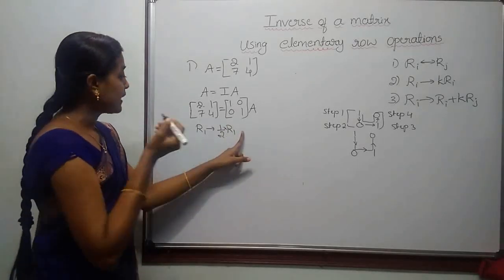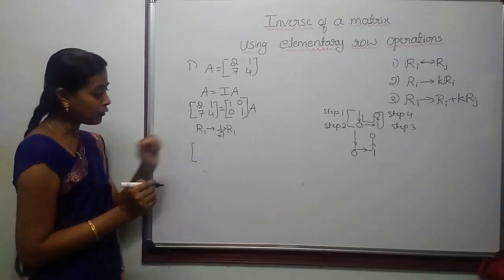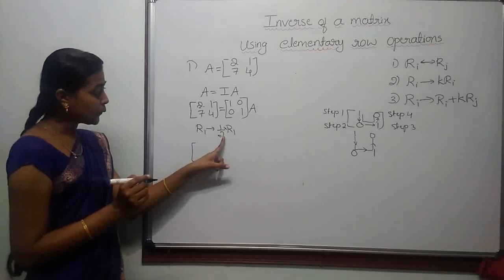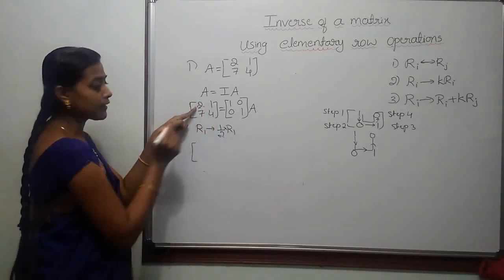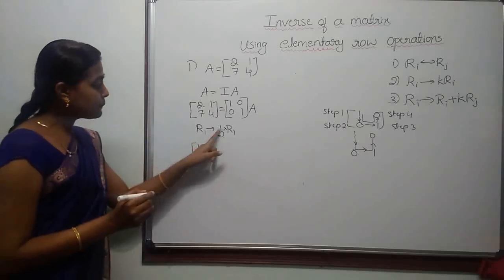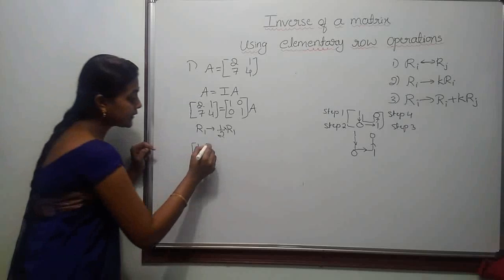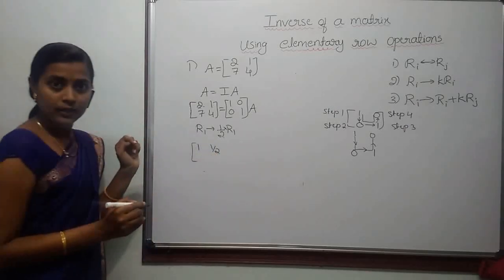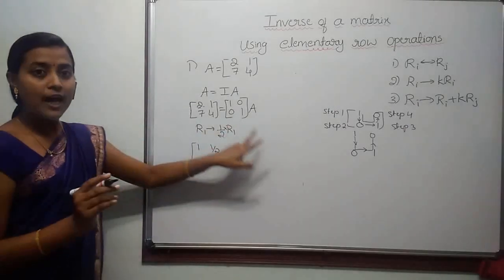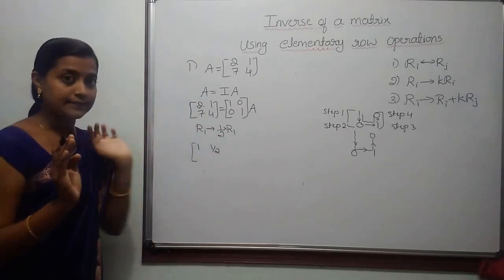Let us apply this operation here. We are changing first row. Multiply 1 by 2 to first element of R1. 1 by 2 into 2 is 1. Multiply 1 by 2 to the second element. 1 by 2 into 1 is 1 by 2. We have changed R1 and we keep the elements of R2 as it is.